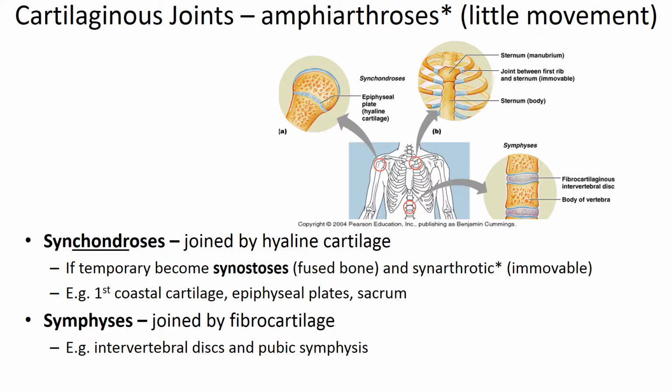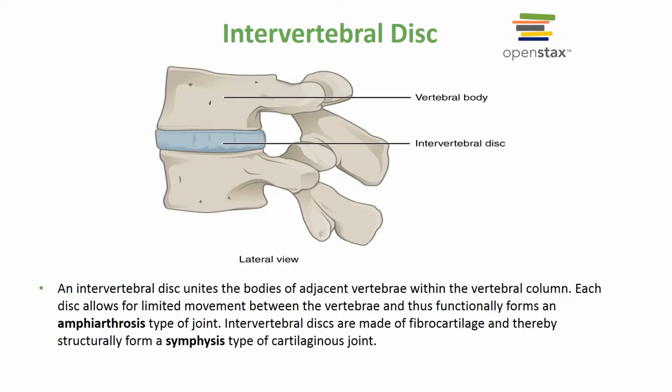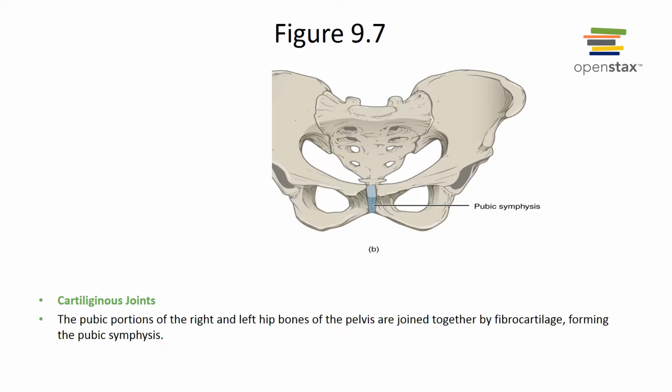Symphysis is where you have articulating bones that are separated by a wedge or pad of fibrocartilage. The articulation between the vertebrae, where a thick pad of fibrocartilage forms the intervertebral disc, is a common example of this type of joint. The pubic symphysis is another example of this type of joint. And here you can see the intervertebral disc as one of the examples we just mentioned, and the pubic symphysis.